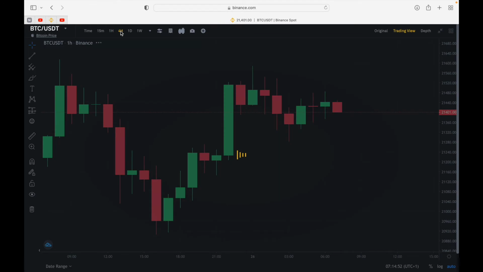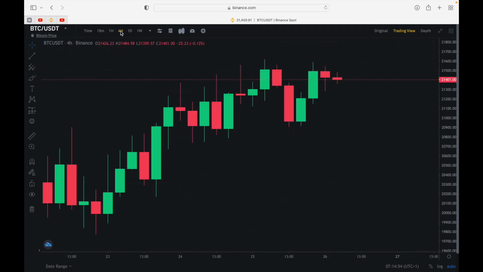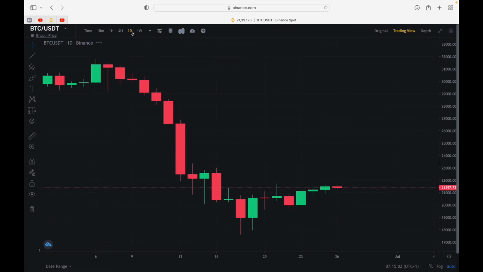This is 4 hourly, so these are 4 hourly candlesticks. They were printed within 4 hours. Let me go to daily candle. So this is a daily candlestick, printed after each day. So this is all about time frames, and these are other tools, technical indicators.